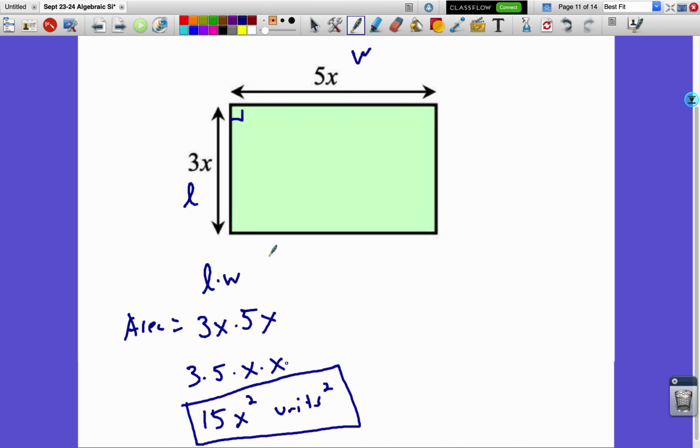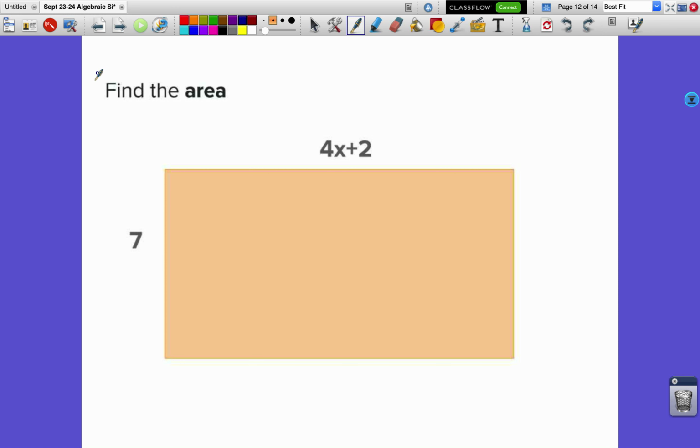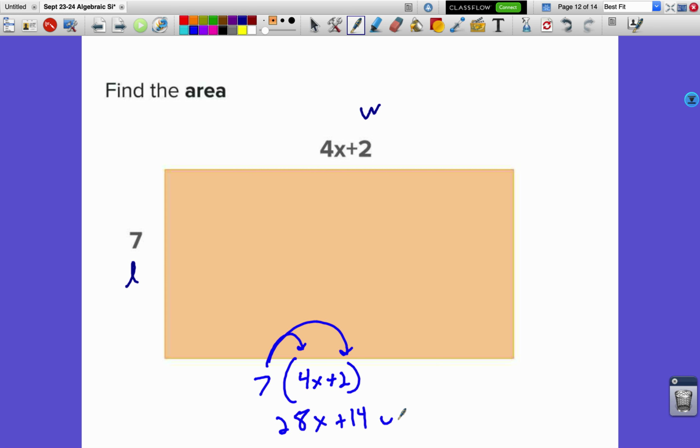All right, so that's where exponents can come from in these problems. Here we've got another one. I'm going to designate this side the length, this the width. That way I'm distributing the 7 into this from the left-hand side, which makes it maybe just a little bit easier. So 7 times, I just use a parentheses for times, 4x plus 2. Distribute in the 7. We get 28x plus 14 units squared.